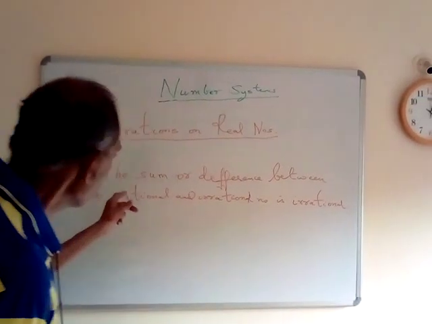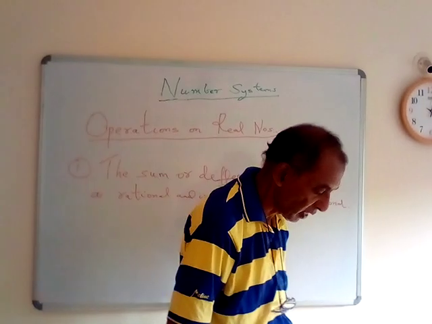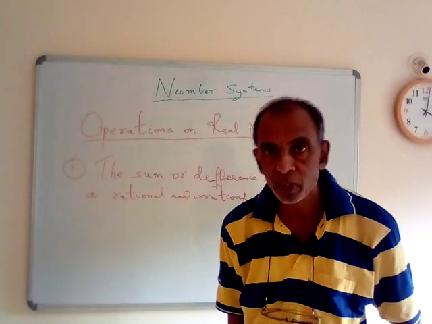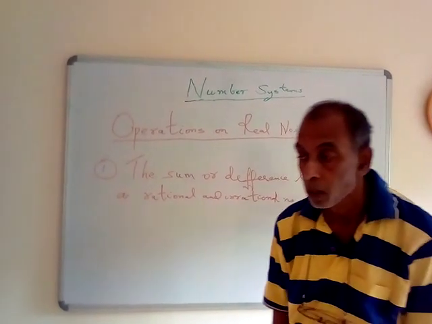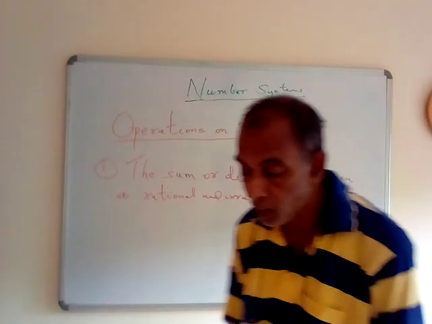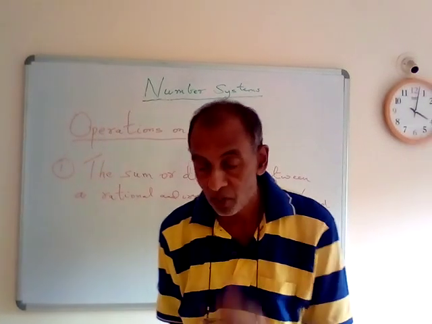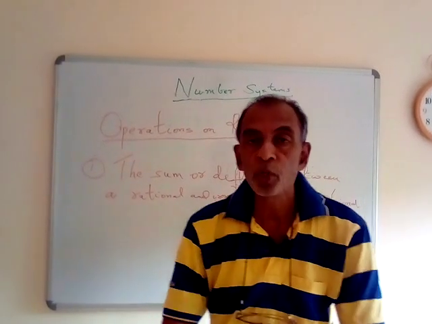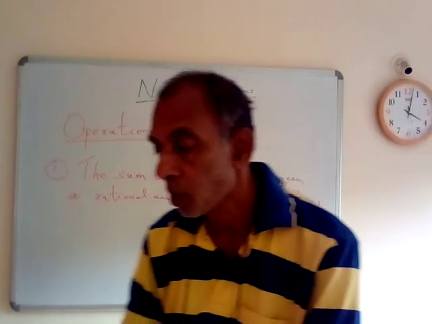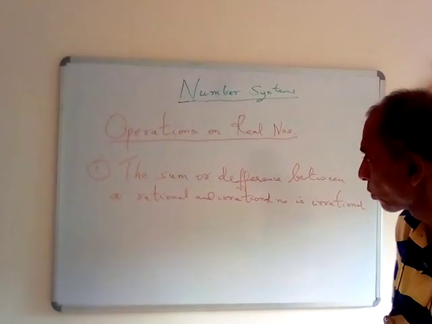So what does this mean? The sum or difference between a rational and an irrational number is irrational. It means that if you add a rational number with an irrational number, the answer you get will be an irrational number. Similarly, if you subtract an irrational number from a rational number, the answer you get will be an irrational number. So in both cases, the sum or difference between a rational and an irrational number is irrational. This is the first point.